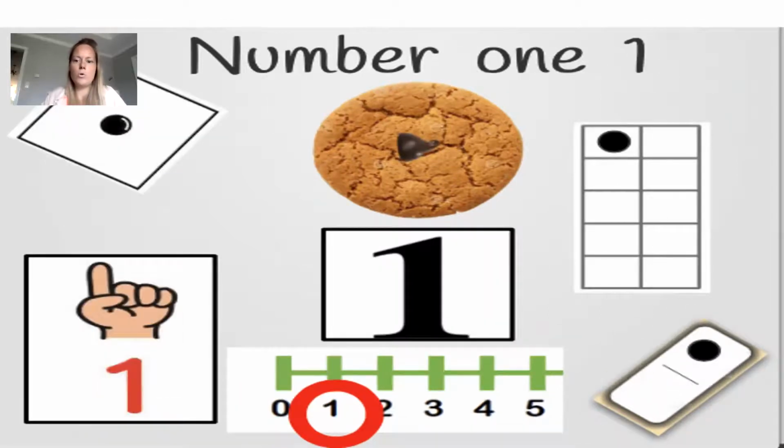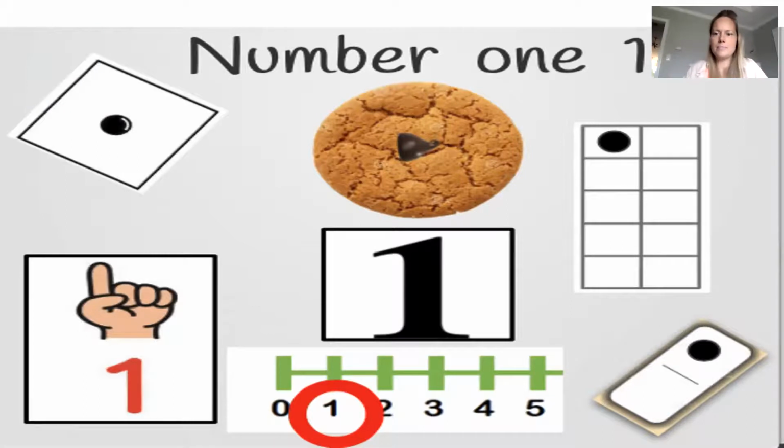All right, number 1. There is a cookie, and look, how many chocolate chips are on the cookie? If you said 1, you would be correct. There's a finger showing number 1. Look at the 10 frame. There's 1 circle in the 10 frame. They don't have it turned the correct way, but they did show 1 on there. And on the domino at the bottom, it shows 1.